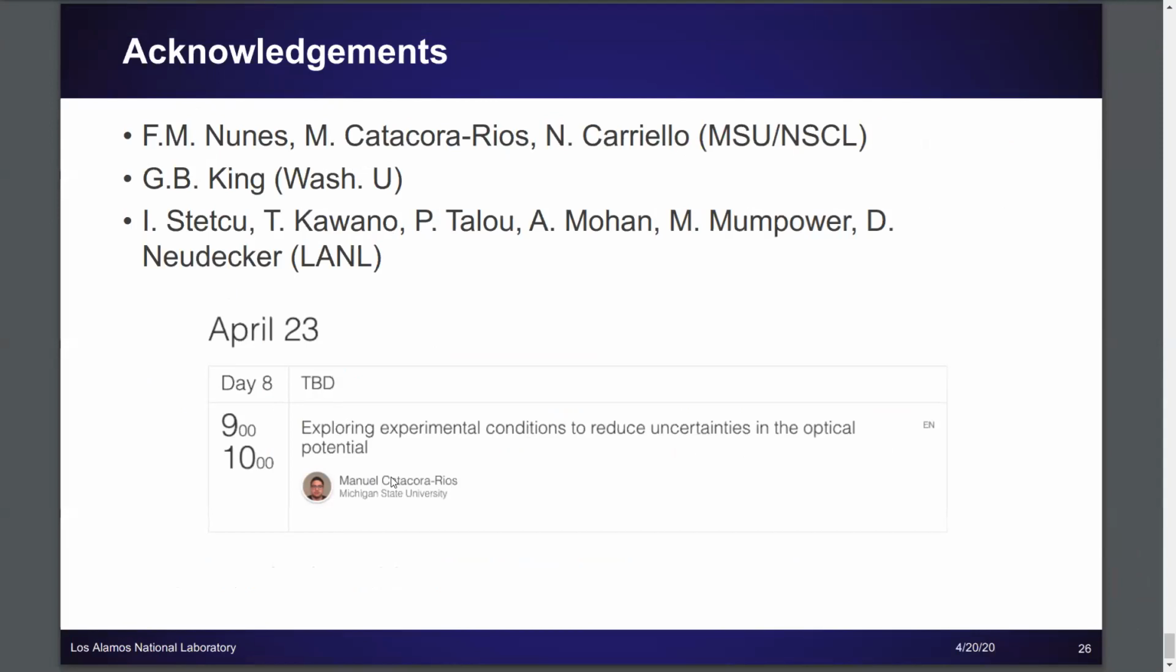And once again, I would like to mention that on Thursday, Manuel is going to be continuing this little UQ series, telling you about ways to reduce the uncertainties in the optical potential from experimental constraints.